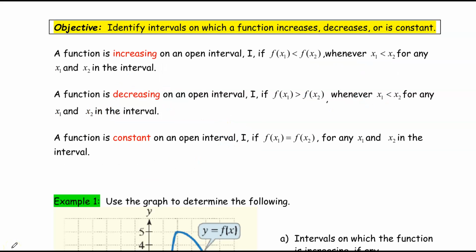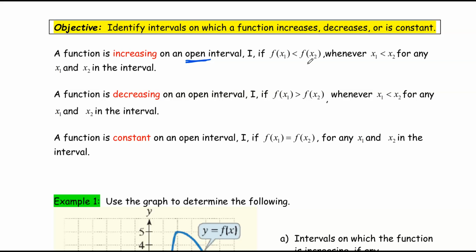Next is to identify the intervals in which the function increases, decreases, or is constant. Now a function is increasing on an open interval, so take note, it should be an open interval. So on an open interval I, if f of x sub 1 is less than f of x sub 2 whenever x sub 1 is less than x sub 2. So for increasing values of x, your f of x is increasing.